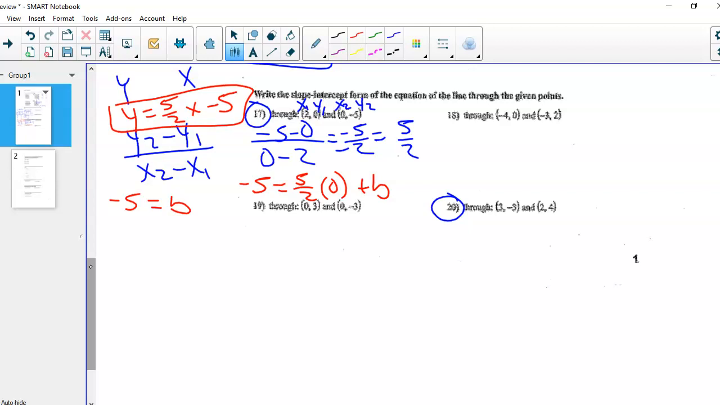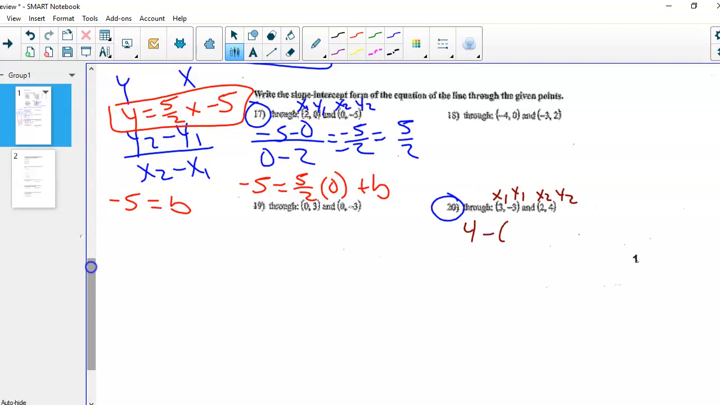20. I will say that when you're doing this, if you get a slope of 0 or a slope that is some number over 0, you need to know that it's either 0 or undefined. And that's going to be at x equals or y equals. So now we're doing 20.